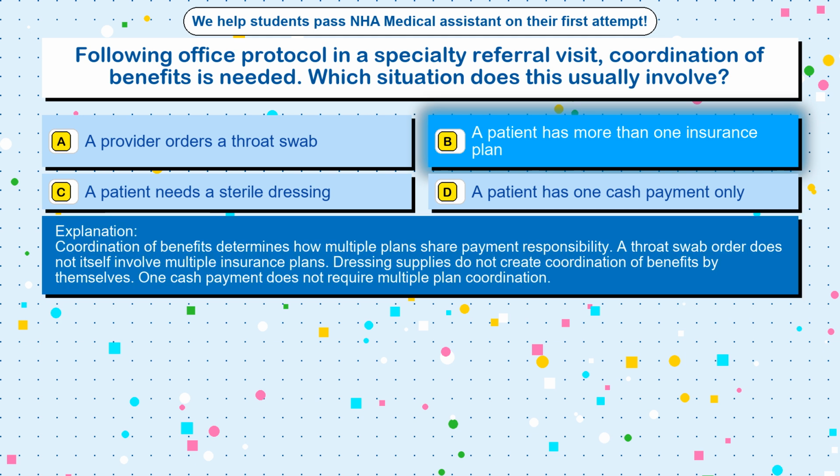Coordination of benefits determines how multiple plans share payment responsibility. A throat swab order does not itself involve multiple insurance plans. Dressing supplies do not create coordination of benefits by themselves. One cash payment does not require multiple plan coordination.